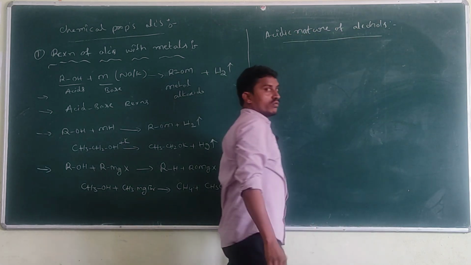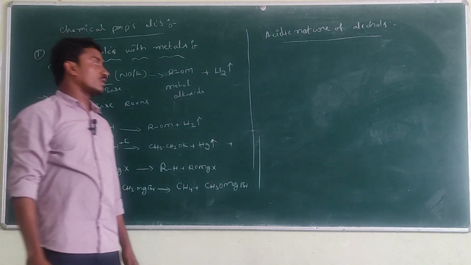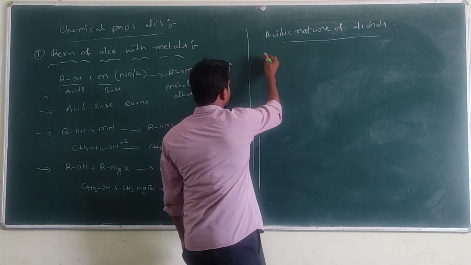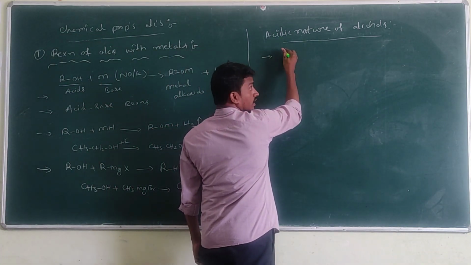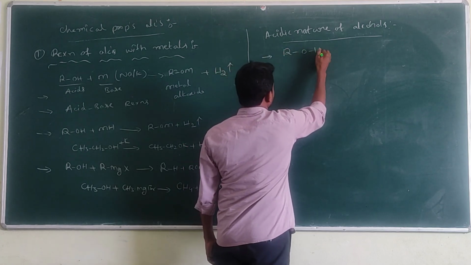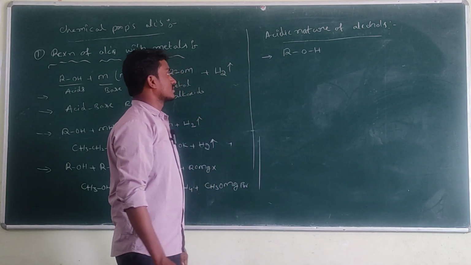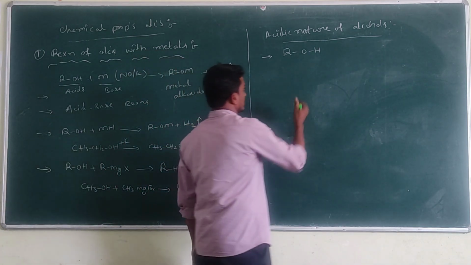First of all, what is the reason for the acidic nature of alcohols? Alcohols have a polar oxygen-hydrogen bond.